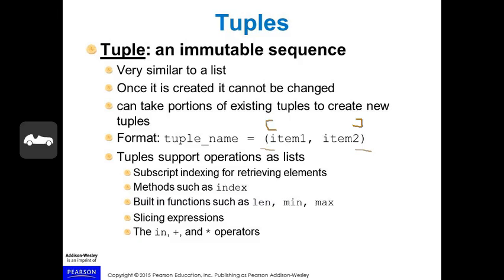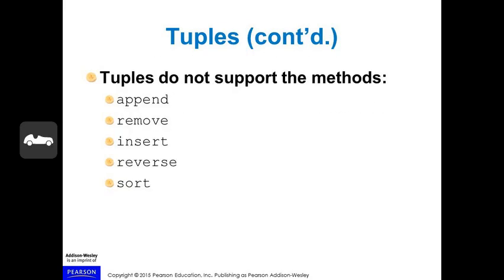And tuples support operations as lists, such as subscript indexing for retrieving elements, methods such as index, built-in functions such as len, min, max, and slicing expressions, and also the in, concatenation, and making multiple copies operators. And these are the methods that are not supported by tuple: append, remove, insert, reverse, sort, because these methods will change the sequence. The tuples cannot be changed. That's why these are not supported by tuples.